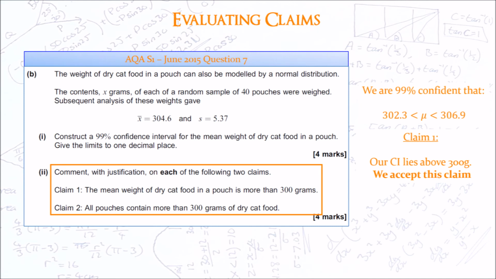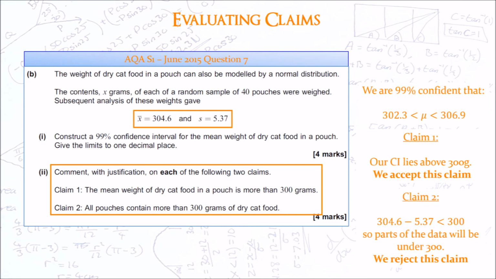On claim 2, it says all pouches contain more than 300 grams of dry cat food. Now in this case, if we have a look at the x bar and we look at the standard deviation, if we do x bar take away one standard deviation, we're going to get an answer less than 300. And as this is going to be a normal distribution, that means there's going to be some parts of the graph that lie less than 300, i.e. some values of data are going to be less than 300. So clearly this doesn't back up their claim that all of the pouches contain more than 300 grams. So we reject this claim.